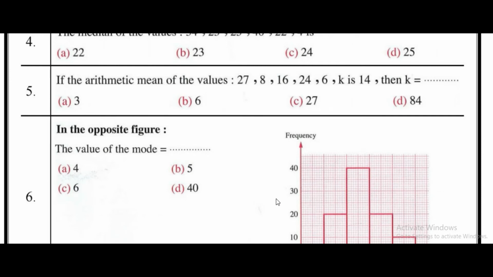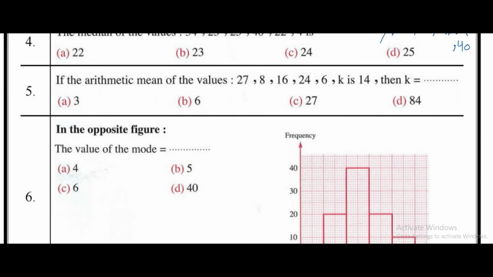The median: we must order. الميديان بنرتب ascending or descending. The smallest value is 4. The next value 22. The next value 23. The next 25. The next 34. The last, the greatest one is 40.